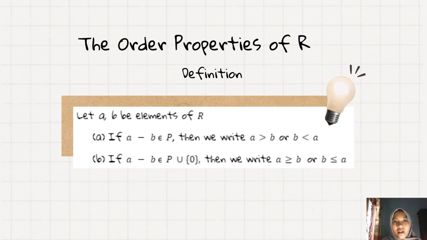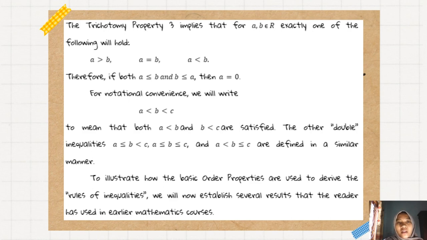The definition of the order properties of R: let a, b be elements of R. The first is, if a minus b is an element of P, then we write a more than b or b less than a. And the second is, if a minus b is an element of P union the set containing 0, then we write a more than or equal to b or b less than or equal to a. The trichotomy property 3 implies that for a, b elements of R, exactly one of the following will hold: a more than b, a equals b, and a less than b.